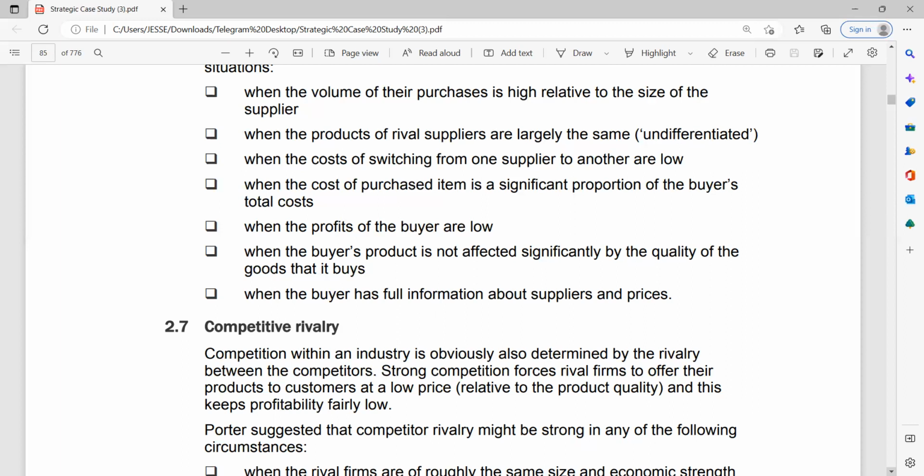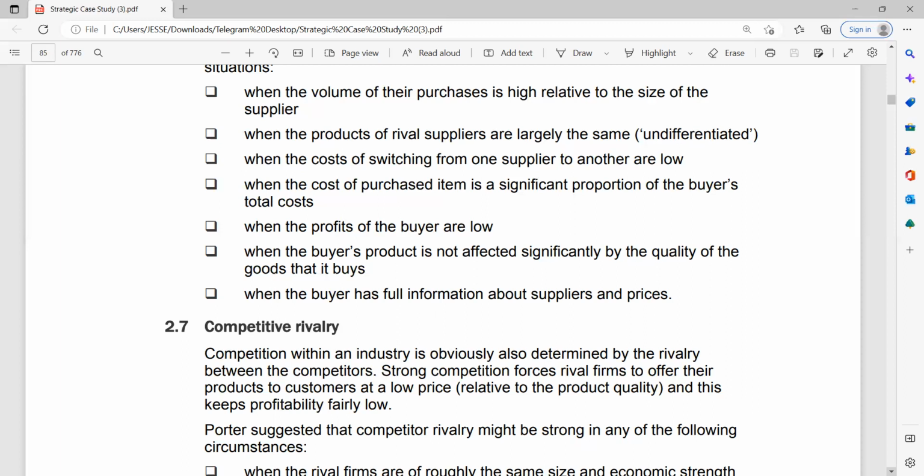If the buyer's product is not affected by the quality of the goods that it buys, it gives the customer power. Because if it's an easy to make product, then another competitor can make it and sell it. When the buyer also has full information about suppliers and prices, it gives them power. As they say, information is power. So these are all situations where the customer would have bargaining power.